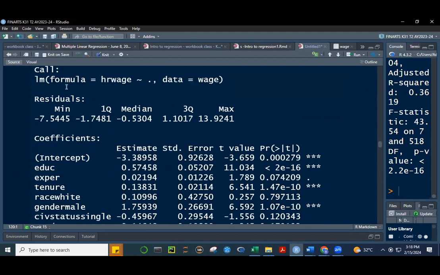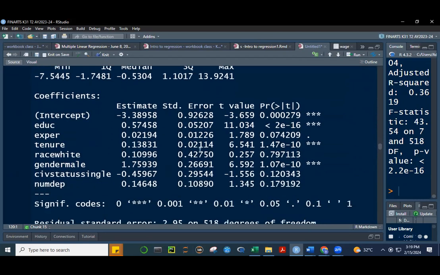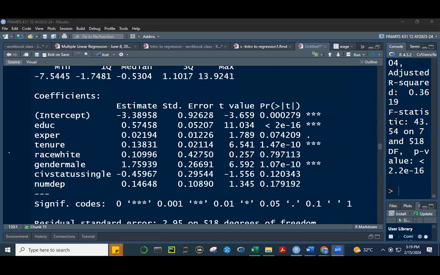So first, you have the call, the formula that we used, hourly wage regression all. Then you have some information about the residuals. And then here you have your regression output. This is your individual t-test, individual test of your parameters. Okay, so what can you see here? Let's now quickly look at this.